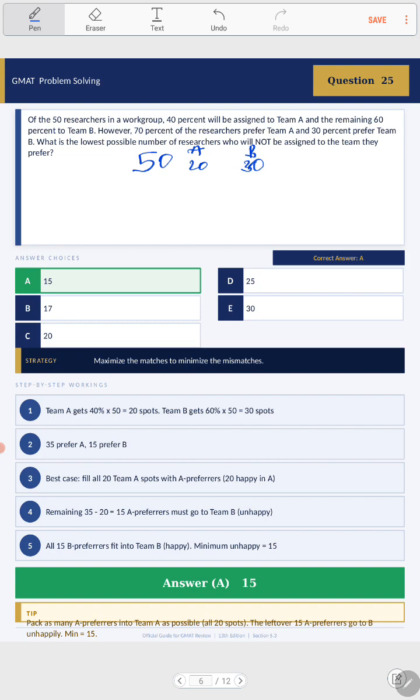Then how many people prefer A? It is 70%. 70% of 50 is 35. 30% of 50 is 15. Remember, A can take 20, but 35 prefer it. That means it is possible that 35 prefer A, but A can take only 20. So about 15 will be disappointed. 15 is correct.